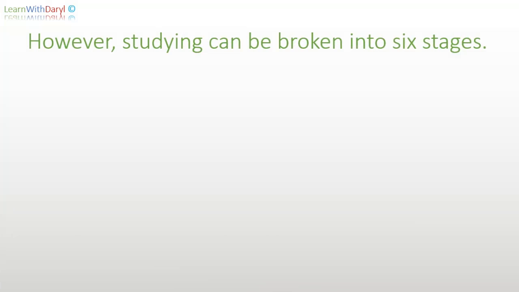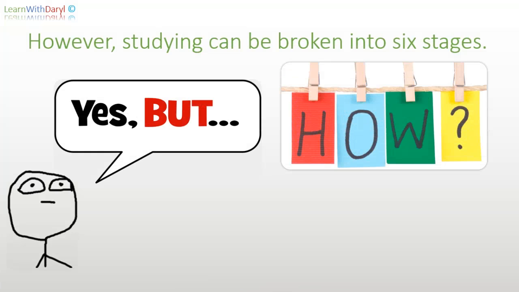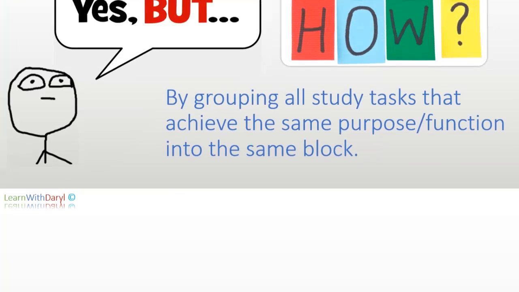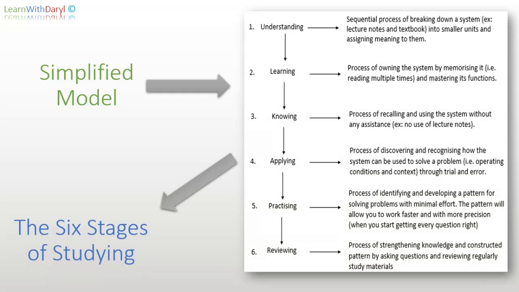However, did you know that we could break studying into 6 different stages? You're probably asking yourself, but how? The answer is by grouping all study tasks that achieve the same purpose or function into the same block. By doing so, I've come up with a simplified model of how we study, which is made up of understanding, learning, knowing, applying, practicing, and reviewing, which I call the 6 stages of studying.